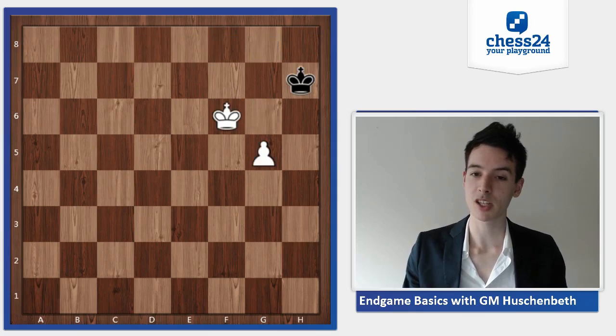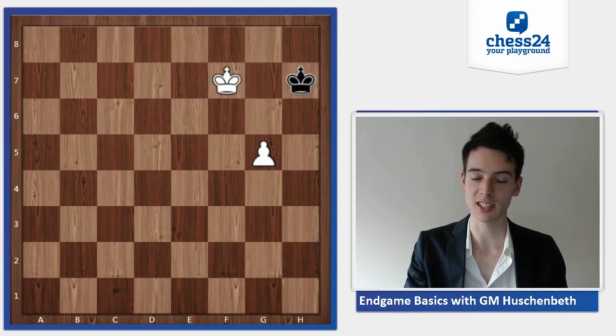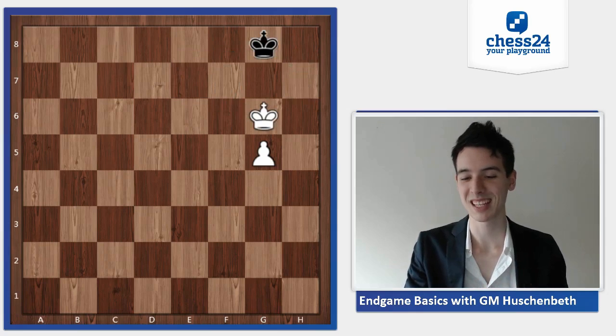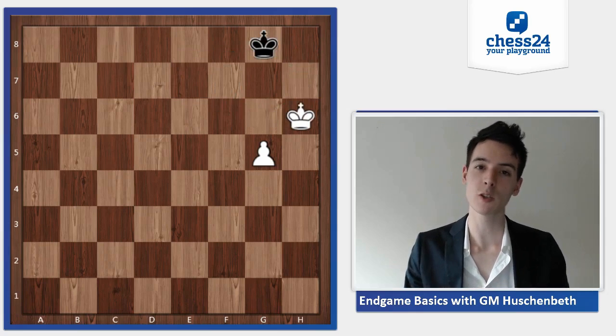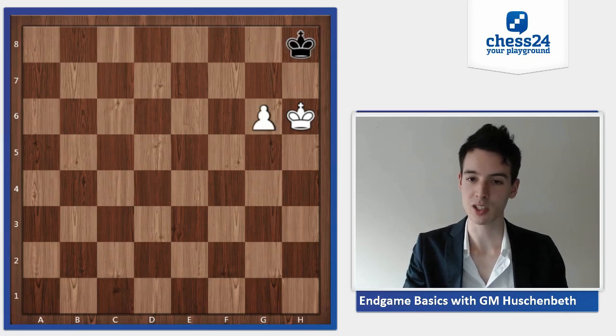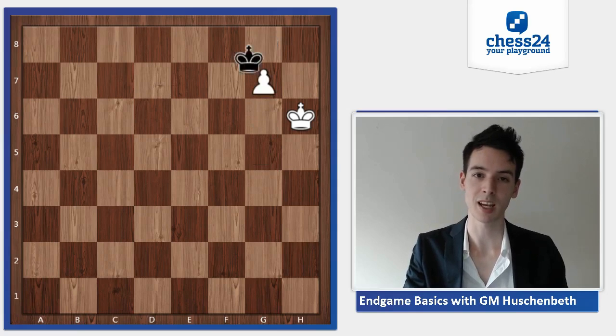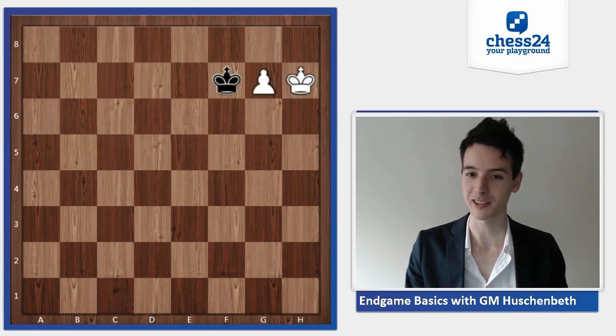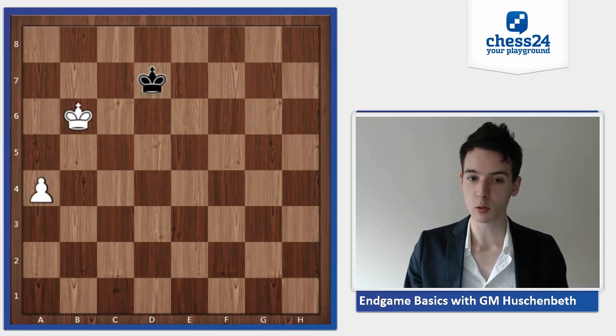So after king h7, actually king f7 is necessary, king h8, and now we come back to the original position, and now only king h6 works. And well, now king h8, g6, king g8, g7, and we know how this is going to end. White queens and wins.